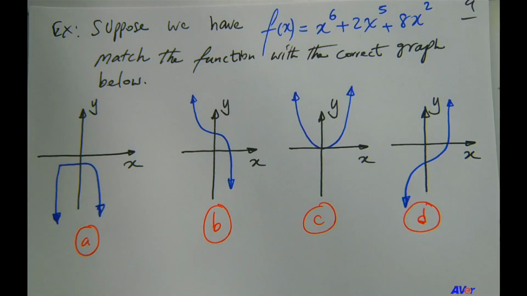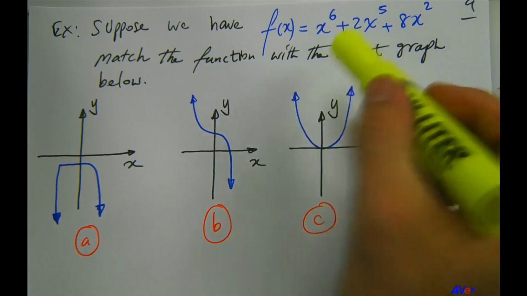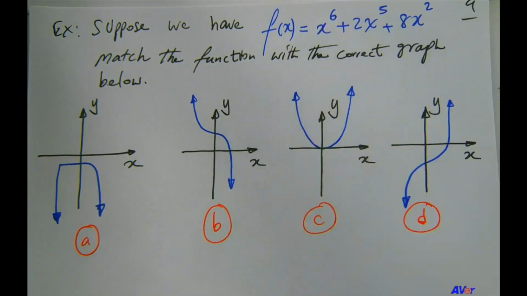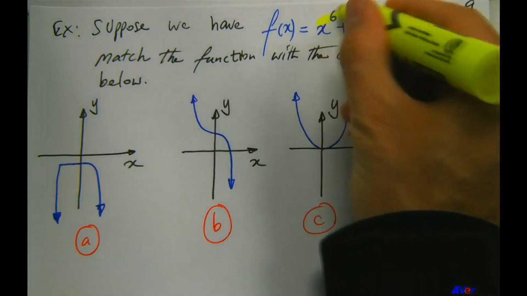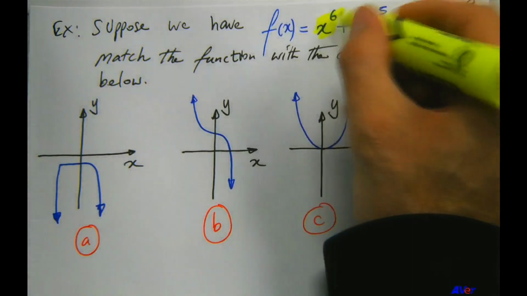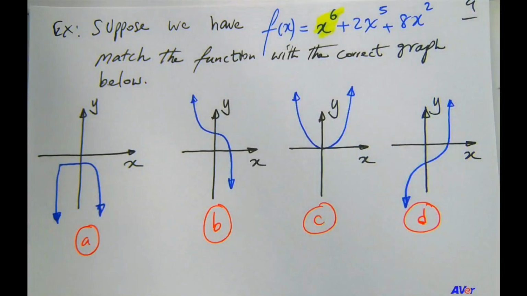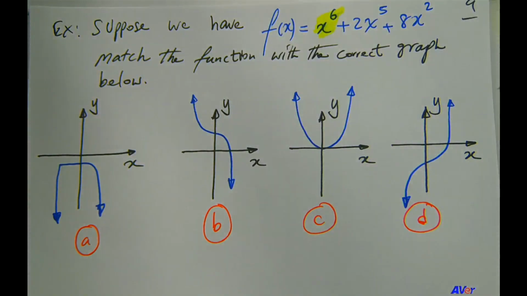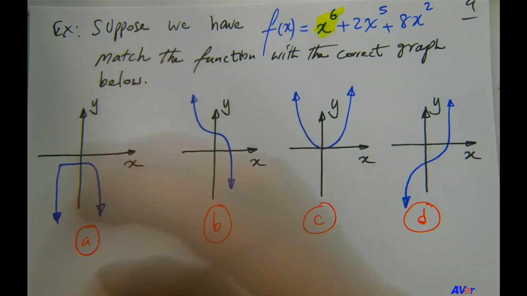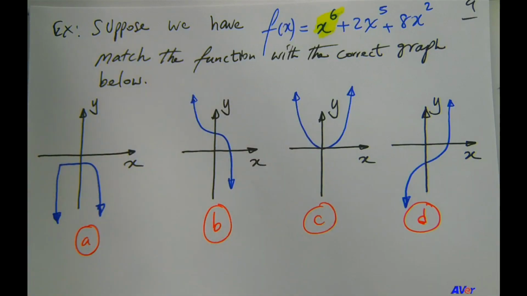Okay, so again, the first thing that should catch your attention is the leading term. Clearly, that x to the 6 is the leading term. It's the term with the highest power. And the power is even. So we would expect both endpoints to point in the same direction. That means B and D are out of the question. So it's either A or C.